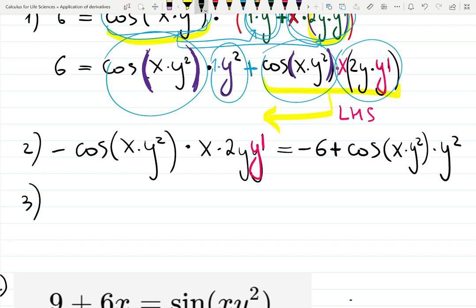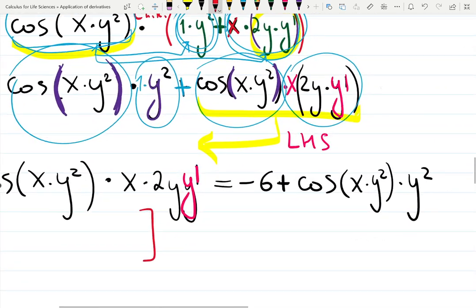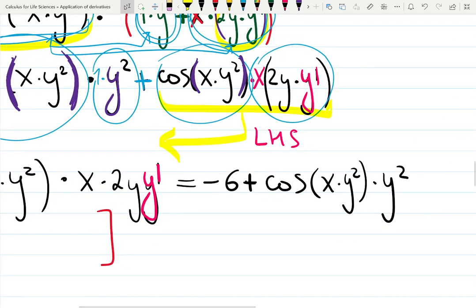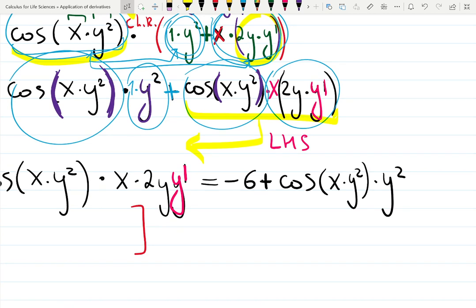Why did we do that? Because we want to have factored out y prime. Is that last part y prime? Okay, right? Can you scroll over a little? I can't see what's at the end of the second equation. Or times y squared. Times y squared. Yes, y squared. How do you get y prime out of cosine?